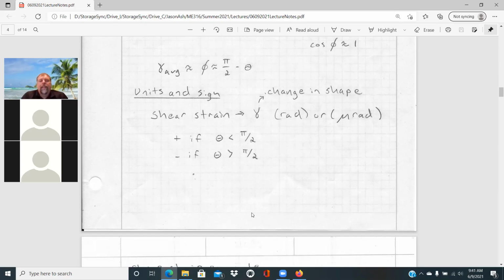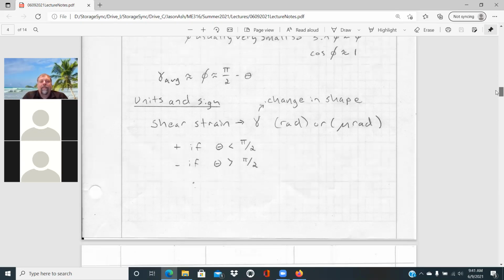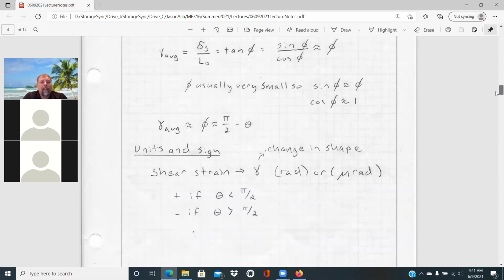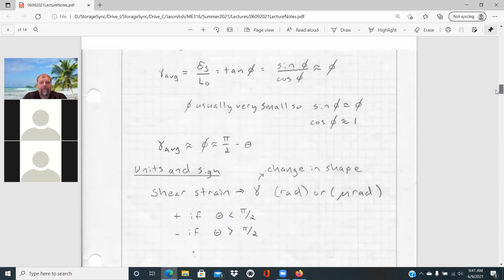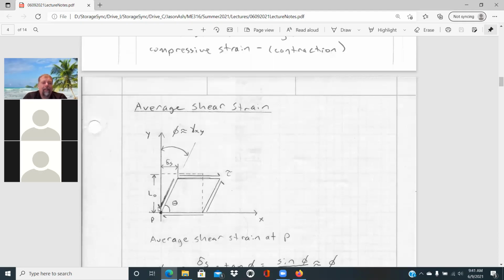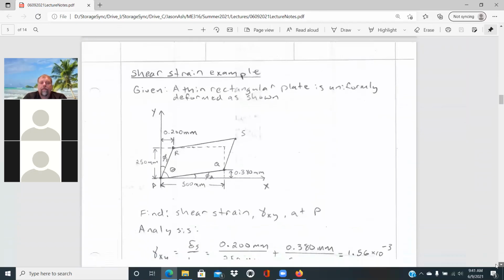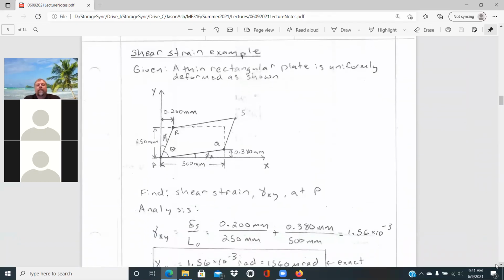And for shear strain, that's going to be positive if that angle theta on this face is less than pi over 2. And then it would be a negative shear strain if that angle were greater than pi over 2, say if it was shearing in this direction. That would lead to a negative shear strain. And so we have an example of this.